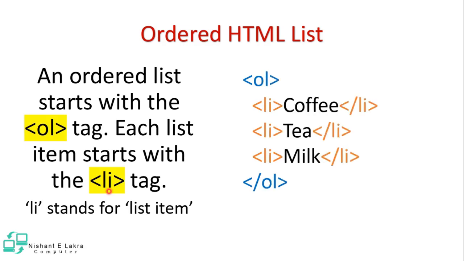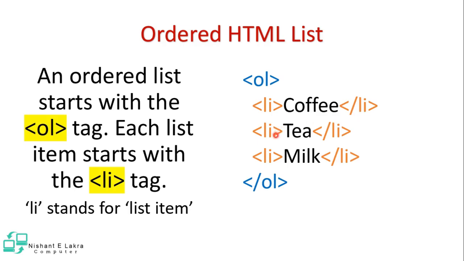Now let us see how we can use this ordered list. We open the tag with ol, right, inside the angular bracket. We again want to display these three items on the web page, and we want a line break, otherwise coffee, tea and milk will be displayed in a single line. So before the item we type the li tag, right? Then after the first item, coffee, we type the closing li tag.